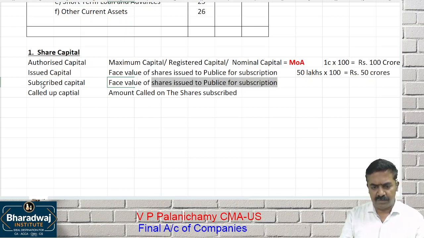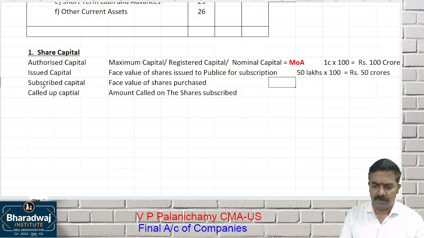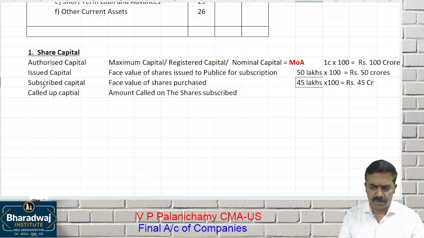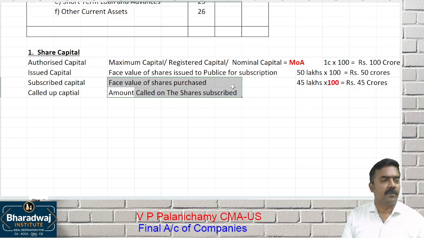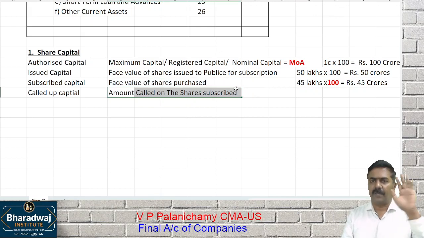Face value of shares purchased. Let us assume the public subscribed for 45 lakh shares, at 100 rupees each. How much will it be? 45 crores. What is the face value per share? 100 rupees. Of the 100 rupees, we called up only 50 rupees. We asked the shareholder to pay only 50 as of now.